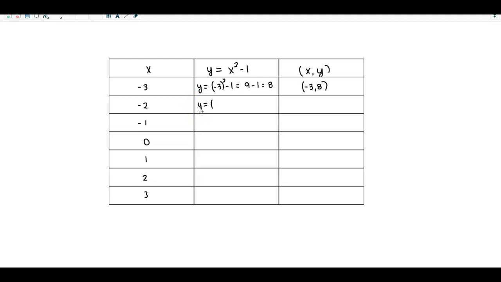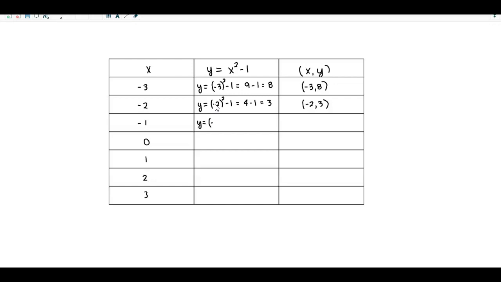Okay, the next one we're going to substitute the value of -2. So y is going to equal -2 squared minus 1. Well, -2 times -2 is +4, and when we subtract 1, it gives us +3. So the x value that we substituted was -2, and the y value that we end up getting was +3.